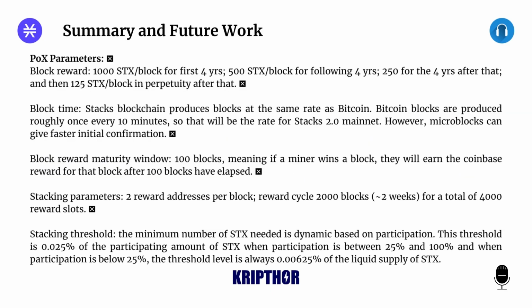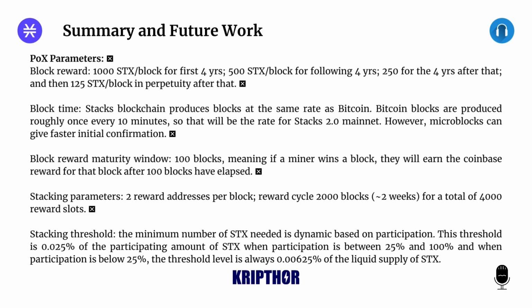PoX parameters. Block reward: 1000 STX per block for the first 4 years, 500 STX per block for the following 4 years, 250 for the 4 years after that, and then 125 STX per block in perpetuity after that. Block time: Stacks blockchain produces blocks at the same rate as Bitcoin. Bitcoin blocks are produced roughly once every 10 minutes, so that will be the rate for Stacks 2.0 mainnet. However, microblocks can give faster initial confirmation.